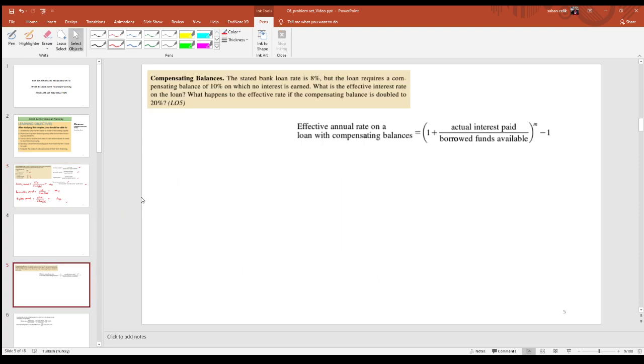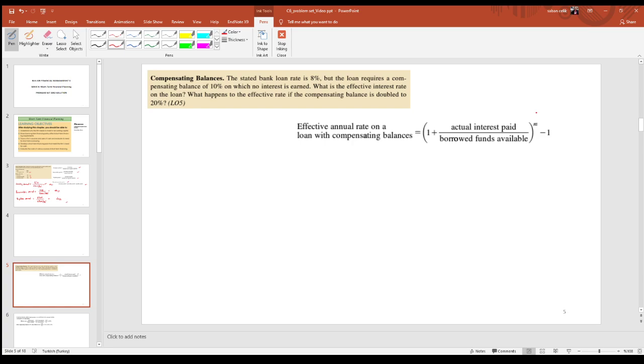So the next one. We have a problem about compensating balances. Here's the problem. The stated bank loan rate is 8%, but the loan requires a compensating balance of 10% on which no interest is earned. What is the effective interest rate on the loan? What happens to the effective rate if the compensating balance is doubled to 20%?